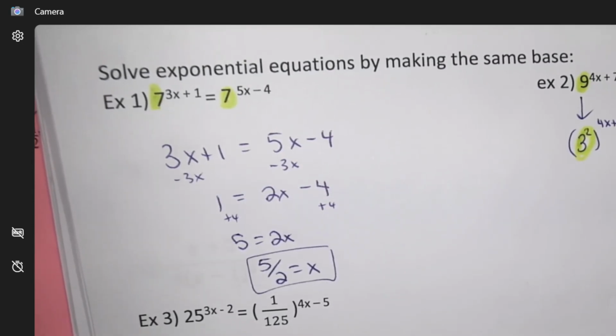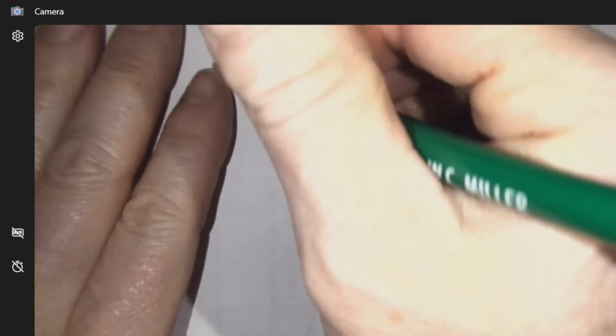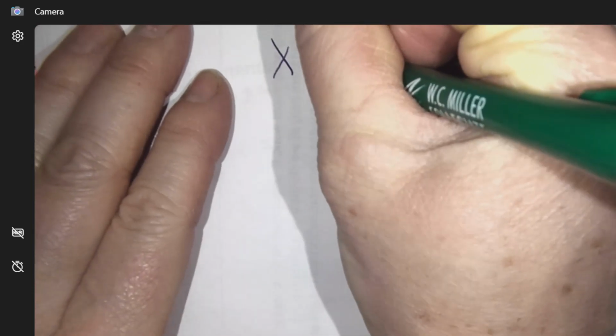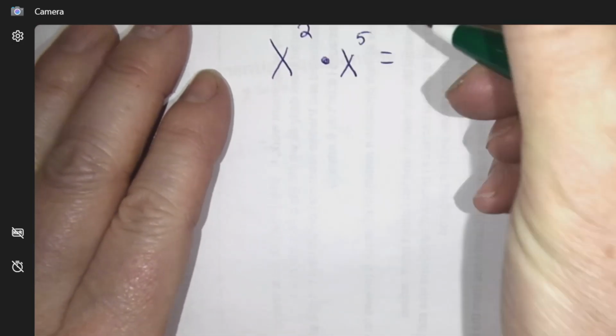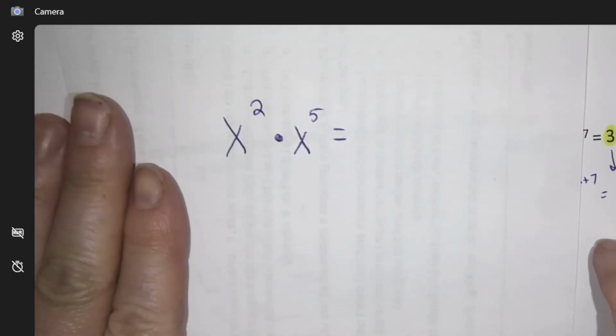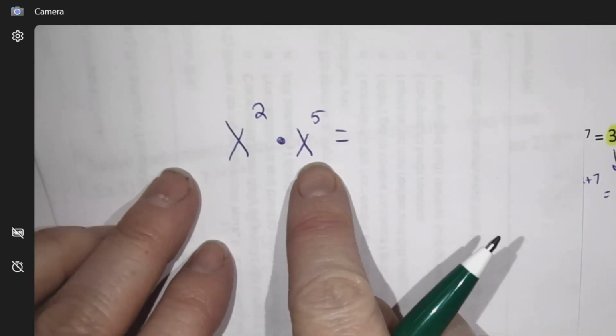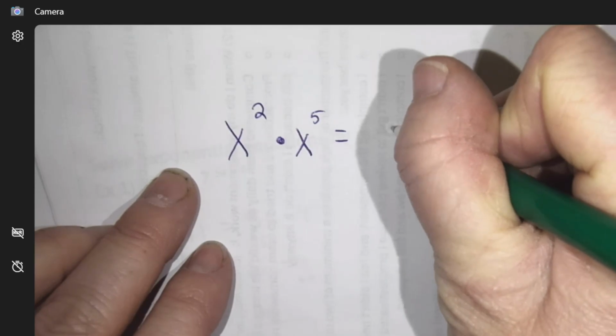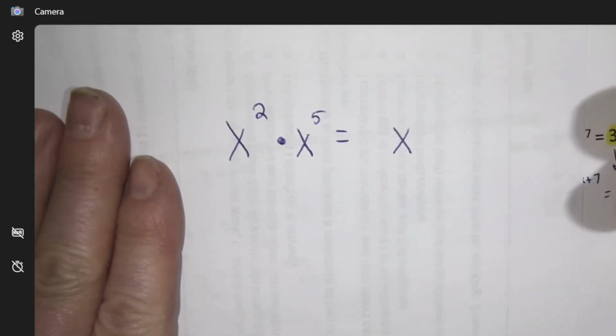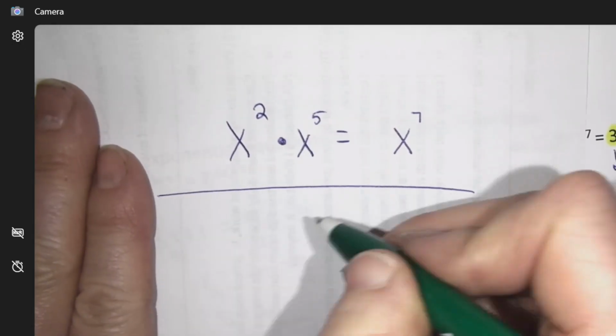Okay, do you remember your grade 10 exponential rules? Okay, I'm going to give you some examples here. Do you remember this rule? If you times with the same base, this would be what? X to the, do you remember? 7, yep. So you add.